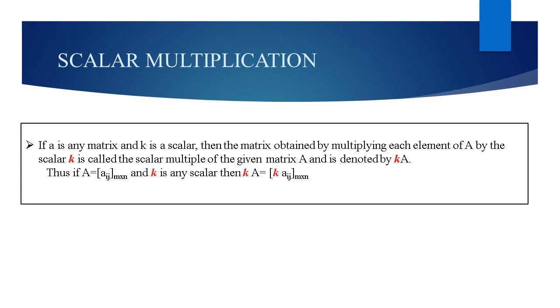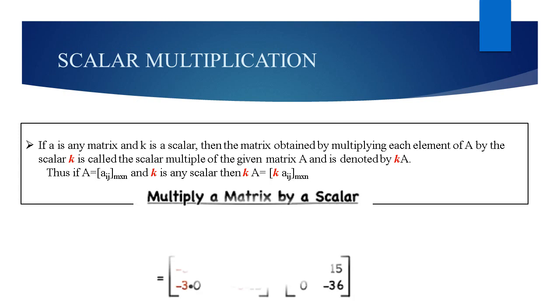Thus, if A equals aij of order m cross n, where A is a matrix of order m cross n and its elements are represented by small aij, and k is any scalar, then the scalar multiple kA equals k into small aij. Small aij means every element of the matrix. So if you have to find the scalar multiple of any matrix, you have to multiply the scalar with each and every element of the matrix.